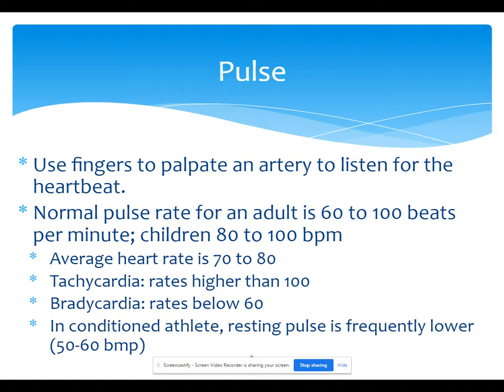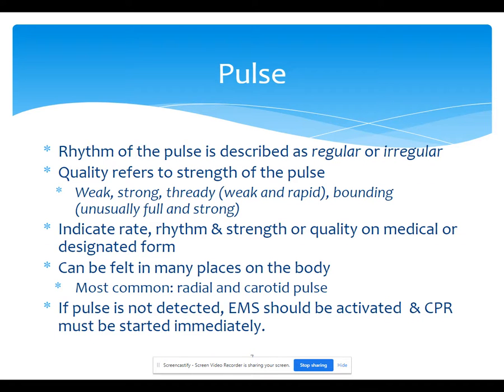If you're an athlete or someone extremely fit, you're going to have a lower heart rate. If you're not extremely fit, you're most likely going to have a higher heart rate. So there are those things to take into consideration. When we say tachycardia, or someone's tachy, that means their heart rate is very fast, above 100. Bradycardia means it's very slow, below 60. However, a conditioned athlete could average 50 to 60 beats per minute because they're in shape.